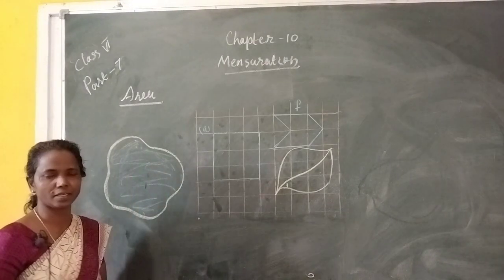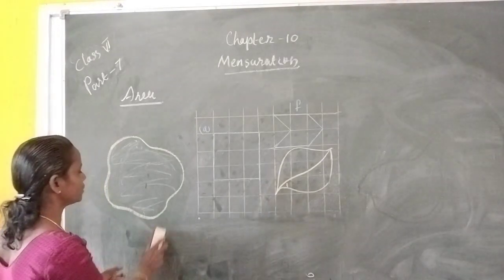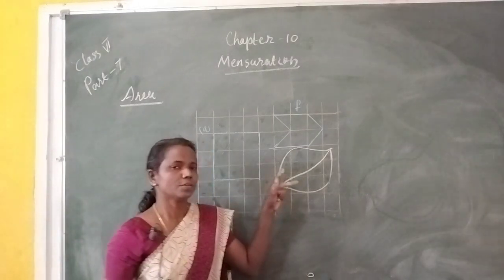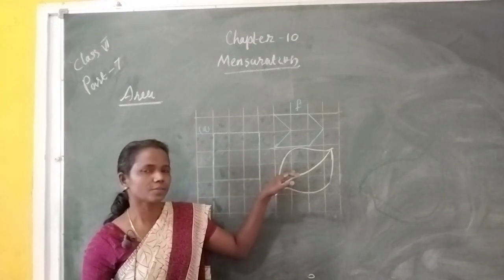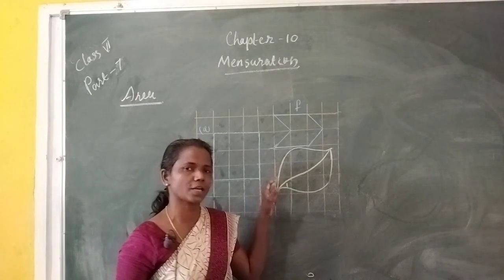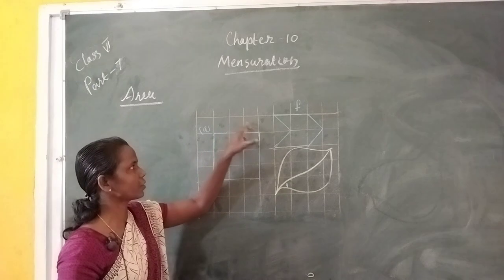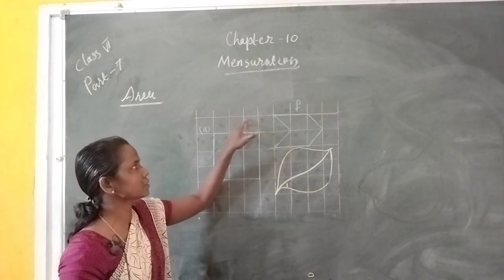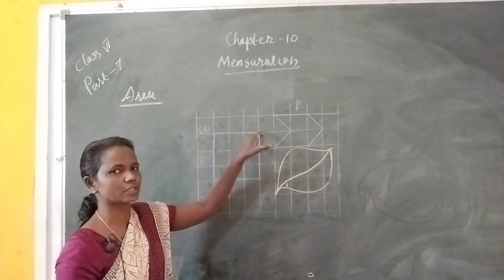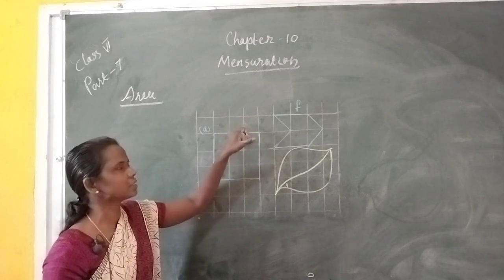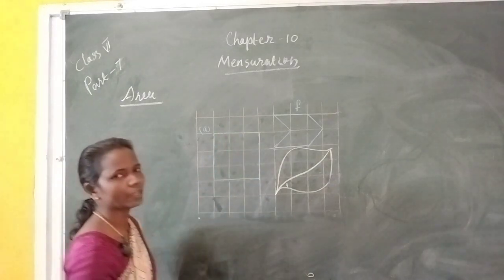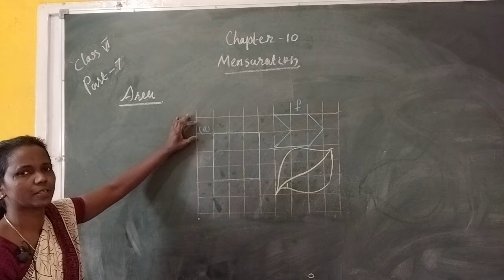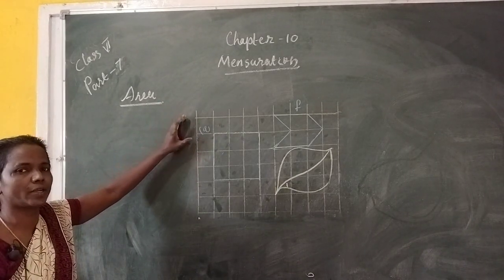Then how do we find the area of a closed figure? Look here, a closed figure's outline is drawn on a paper. Which type of paper is this? This paper is graph paper. Look, this is one square. The area of one square is 1 into 1 centimeter square, since this is 1 centimeter and this is also 1 centimeter. So the area of one square is 1 centimeter square, or 1 square unit.